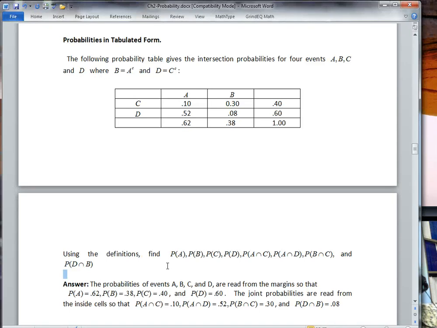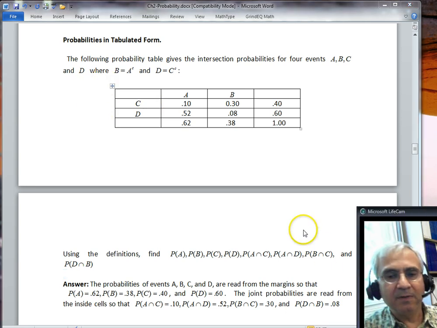All right, in this lecture we're going to talk about probabilities in tabulated form, because sometimes you can have two events and compute the probability of intersection, complement, conditional probabilities, and so on. It's very convenient if you can have the probabilities in tabulated form, because then you can compute them much easier. So I want to give you an example here, a structure of that.